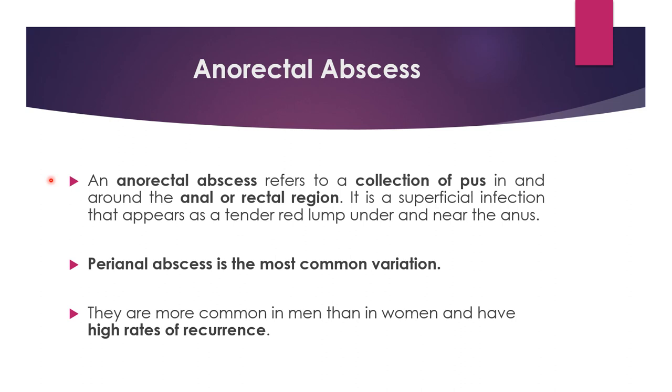What is an anorectal abscess? An anorectal abscess refers to a collection of pus in and around the anal and rectal region. It is a superficial infection that appears as a tender red lump under and near the anus. It is often also known as perianal abscess, although perianal abscess is in fact the most common variation of an anorectal abscess. These abscesses are more common in men than in women and have a high rate of recurrence even after repeated treatment.